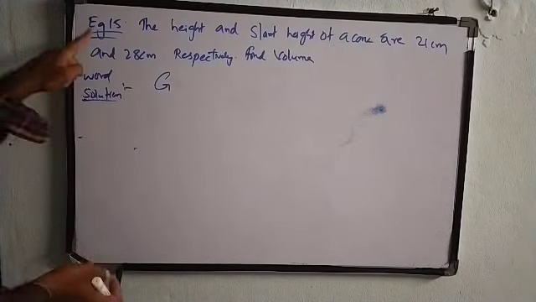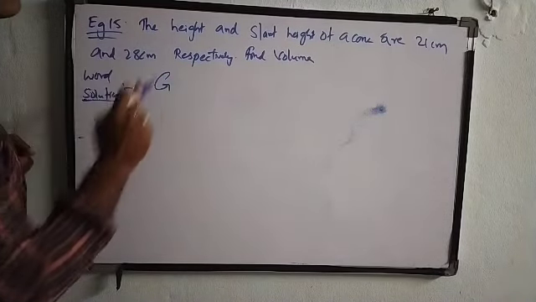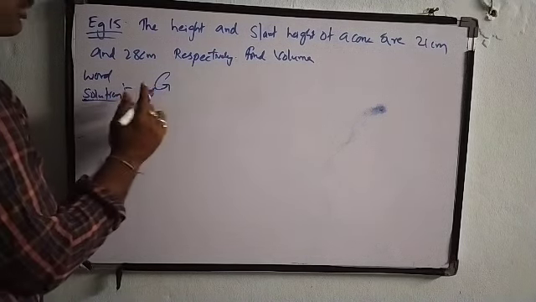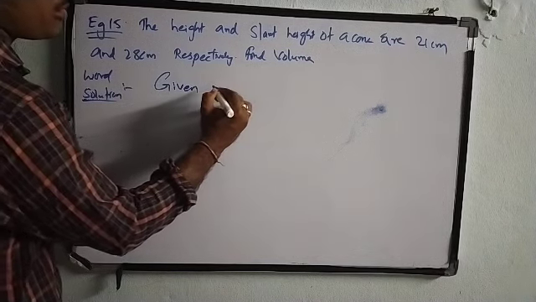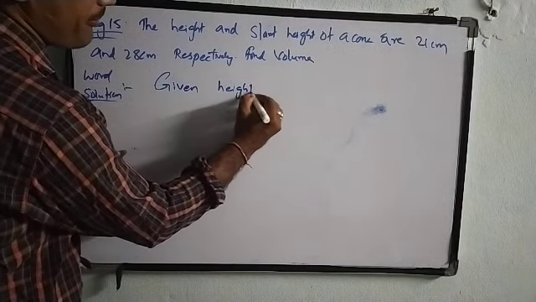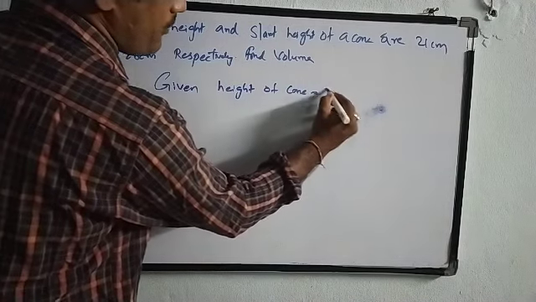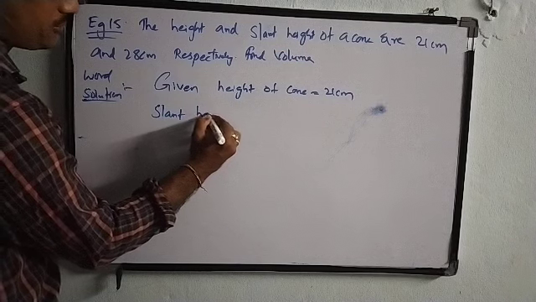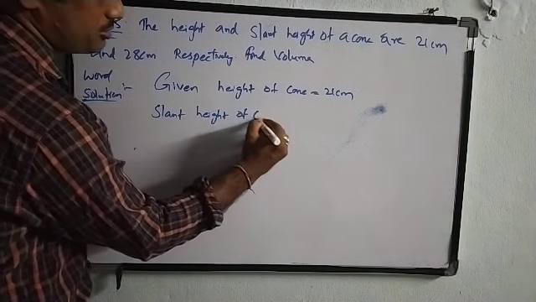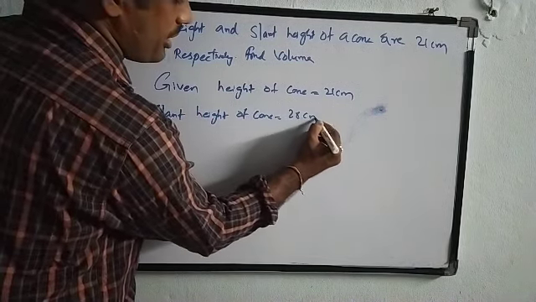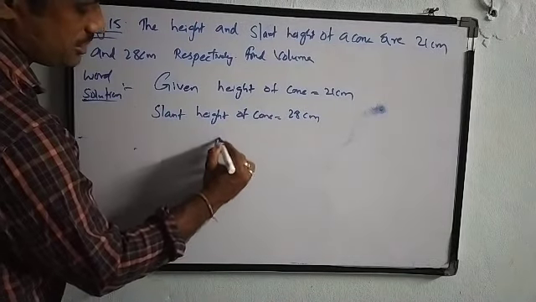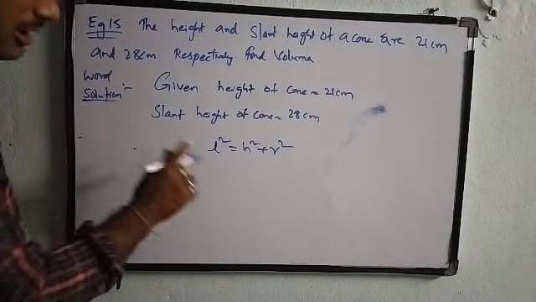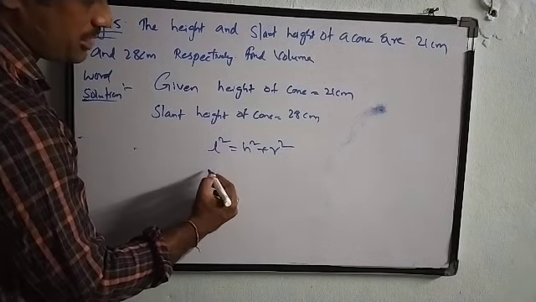Okay, the next question, example 15. The height and slant height of a cone are 21 centimeter and 28 centimeter respectively. Find the volume. So given height of cone, which is 21 centimeter, slant height of cone, 28 centimeter. So we have a relation L square is equal to H square plus R square, the relation of slant height, height and radius of the cone.